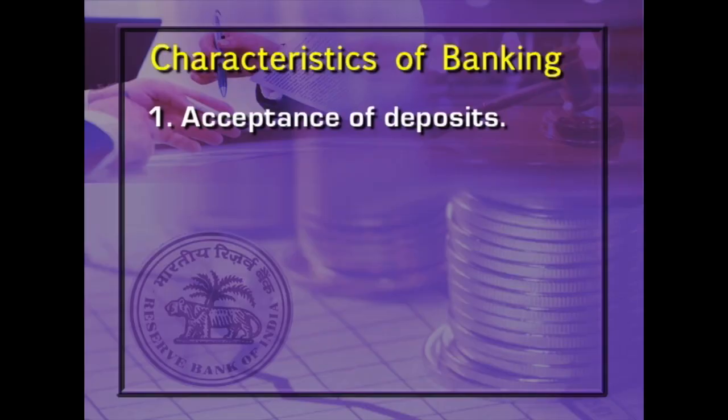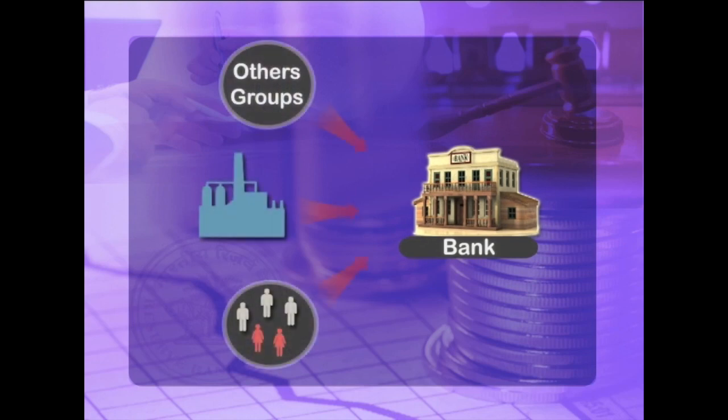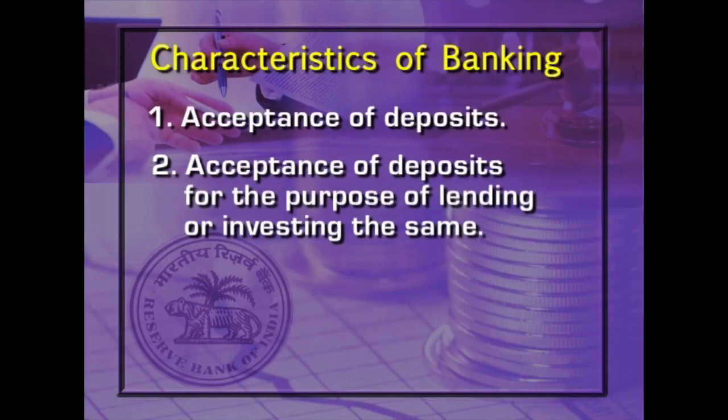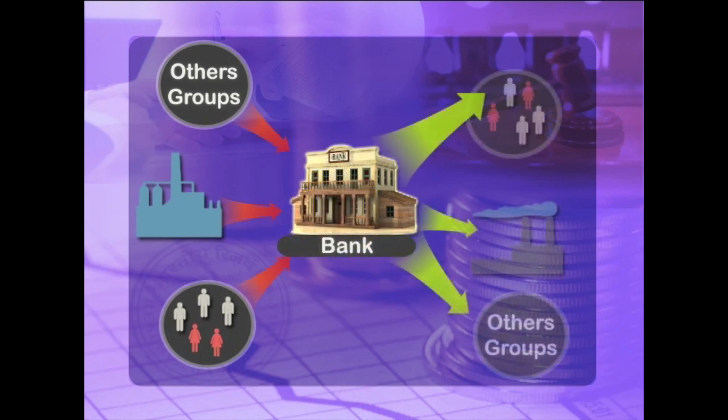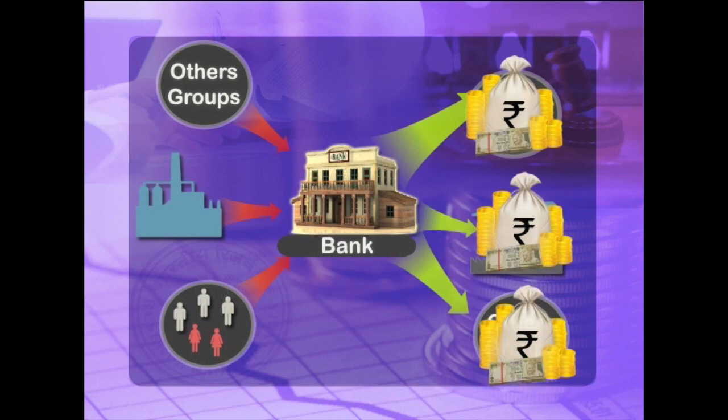This definition implies several characteristics of banking. Let us look at each of these characteristics. 1. Acceptance of deposits. The purpose must be acceptance of deposits of money. Next, acceptance of deposits for the purpose of lending or investing the same. If there is no intention to lend or invest the deposits so collected, it is not banking business.